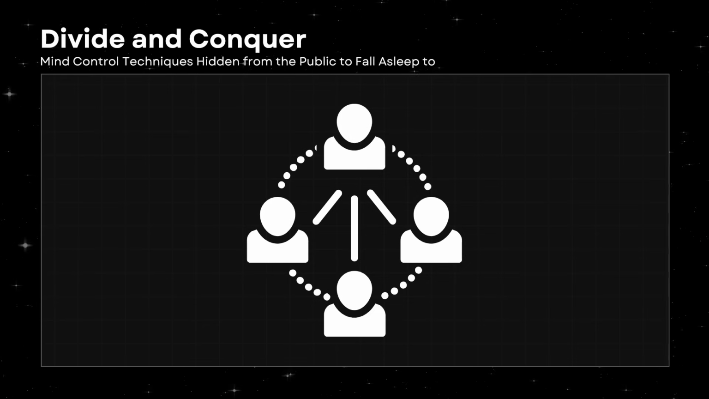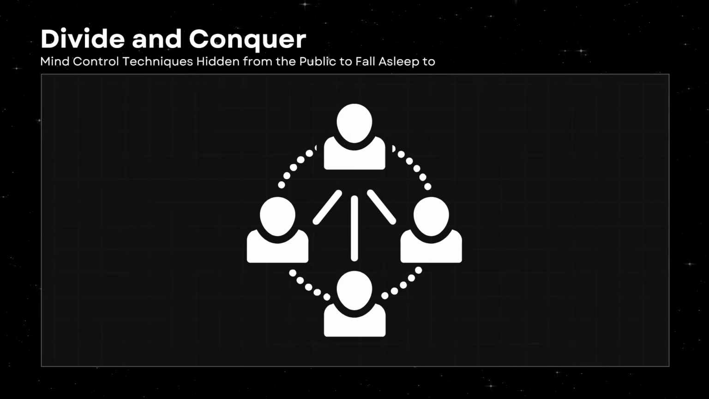Laws can reflect the same tactic. A rule may target a group quietly. It may limit where they live, how they vote, or what help they get. Other groups are told, this is not about you. The groups stay separate. One suffers. The others stay silent. By the time they realize the pattern, the law is in place. The damage is done.